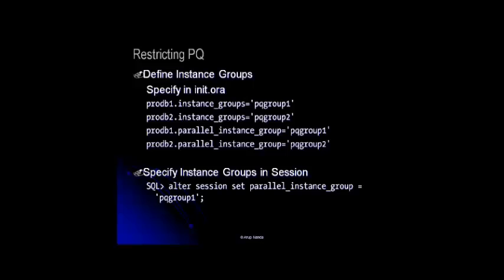Similarly, you connect to ProDB2. At that time, the parallel instance group is PQ group 2, and then it will find out which instance has instance group equal to PQ group 2. Again, it will find ProDB2, instance 2, is the only one, and it will run the PQs only on that instance, not go to the other instances.